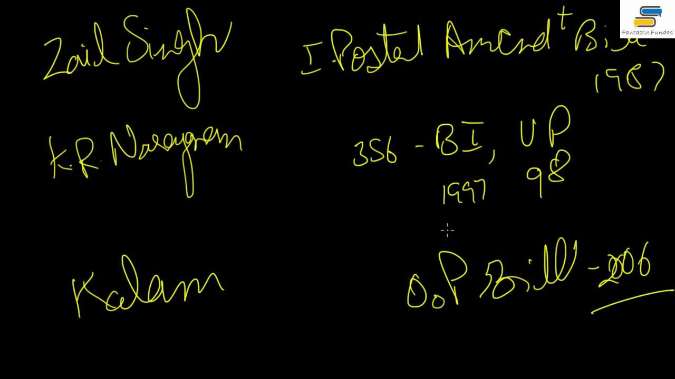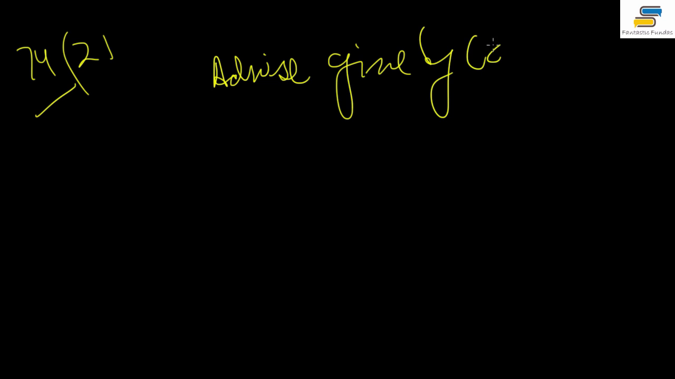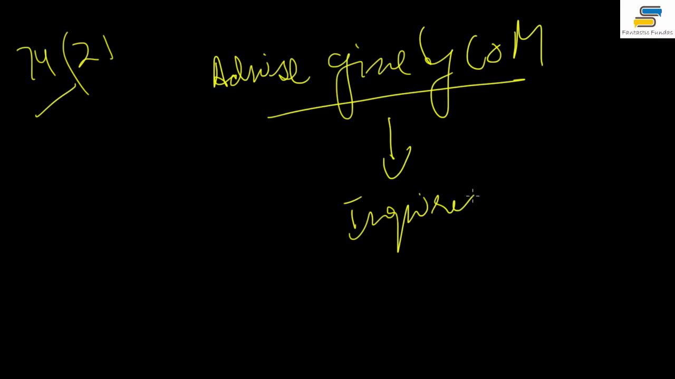Now there is also the second clause to Article 74, clause 2, which says that the question whether any, and if so what, advice was tendered by the Minister to the President shall not be inquired into in any court. That means that whatever advice was given by the Council of Ministers cannot be questioned. It cannot be inquired into. That is the point.